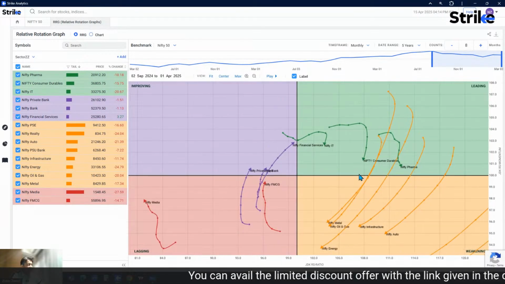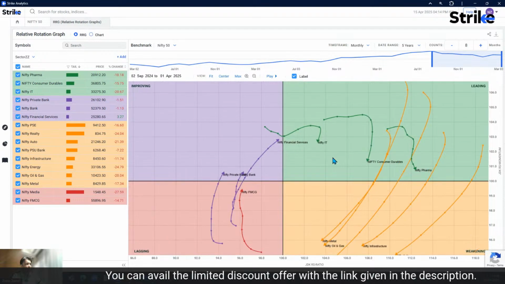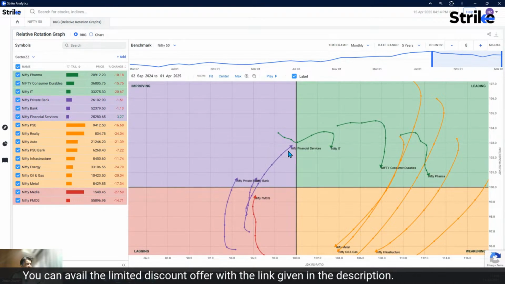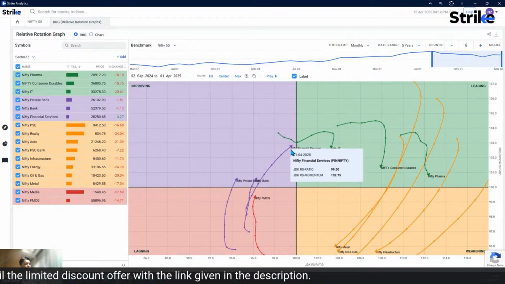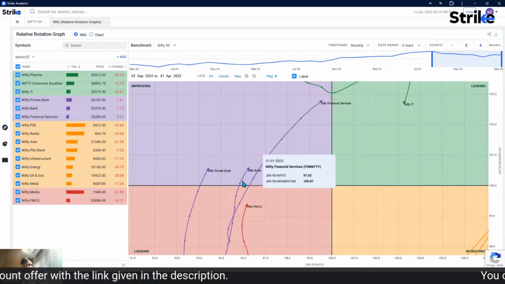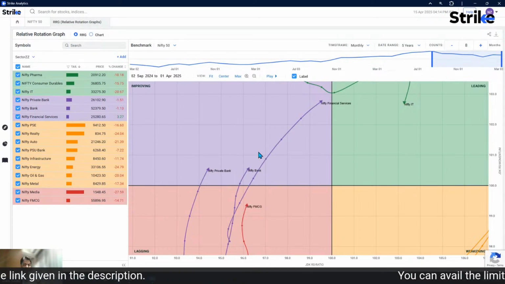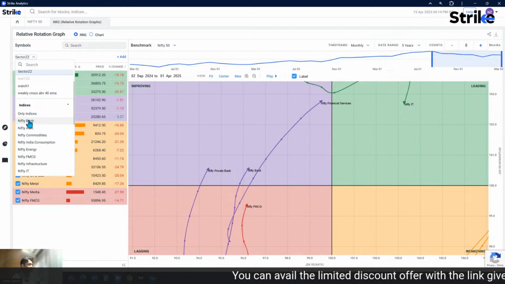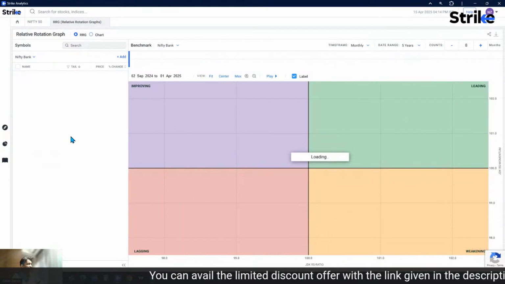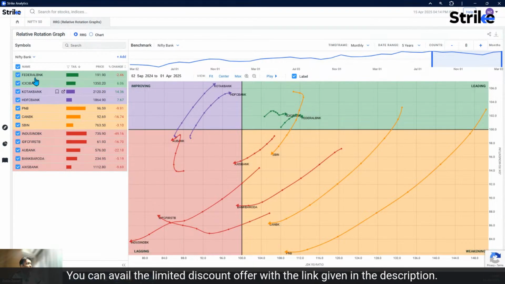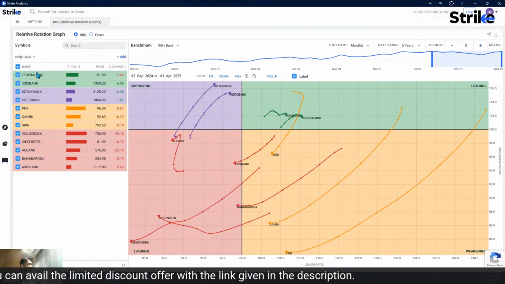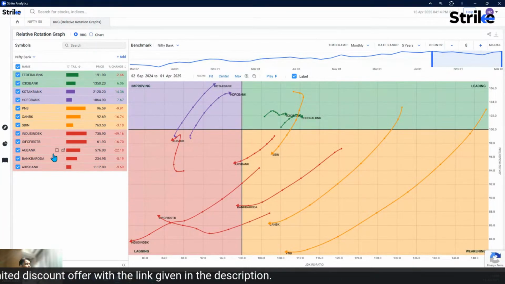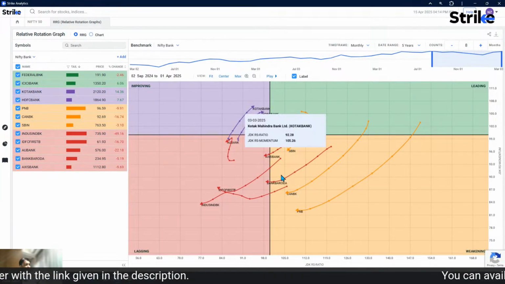And likewise, if you found out that Nifty Financial Services is something that you want to focus on, or Bank Nifty is something you want to focus on, there are so many banks, so which bank to focus on? So we have here Bank Nifty. You can select Bank Nifty, and accordingly on the monthly time frame chart, these are the 12 stocks which are included in banks. Now you can compare them.